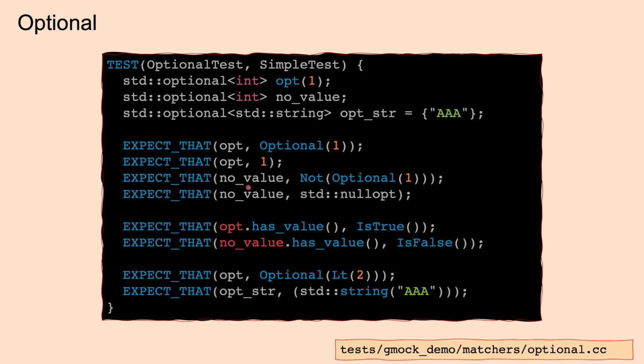Now, obviously, I can also say this no value, which doesn't have a value yet, expect that no value is not an optional variable with value of 1. And if you want to make sure that it doesn't have any value, you can just say expect that no value matches std null opt. Basically, we are comparing no value with std null opt. Alternatively, std optional provides a method called has value. So you could have used this and say expect that opt has value is true, or expect that no value has value is false. Notice that I can chain optional with other matchers. So here I'm saying expect that opt is an optional variable which is less than 2.